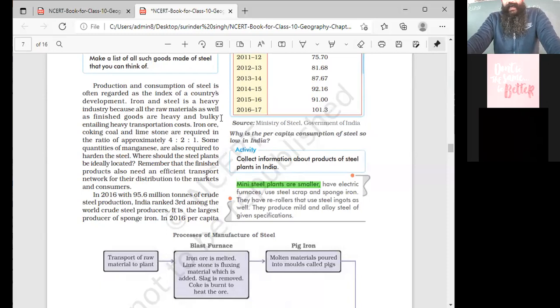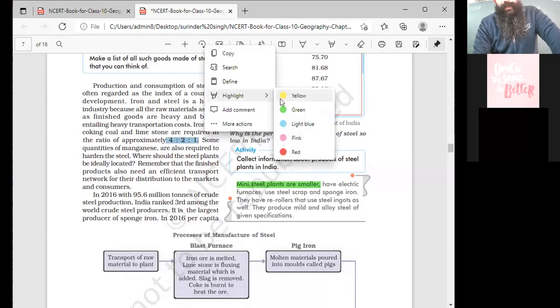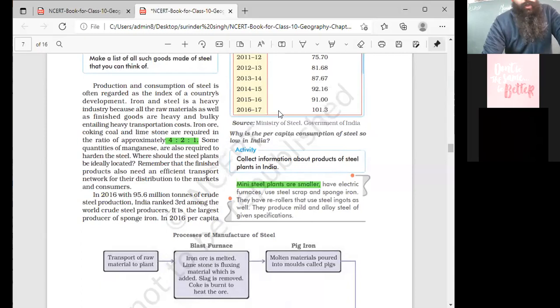Third, in the iron and steel industries of the Chota Nagpur Plateau, a number of raw materials are required. For example, iron ore, coking coal, and limestone are required at a ratio of 4:2:1 for smelting purposes, and all these materials are easily available in the Chota Nagpur region.